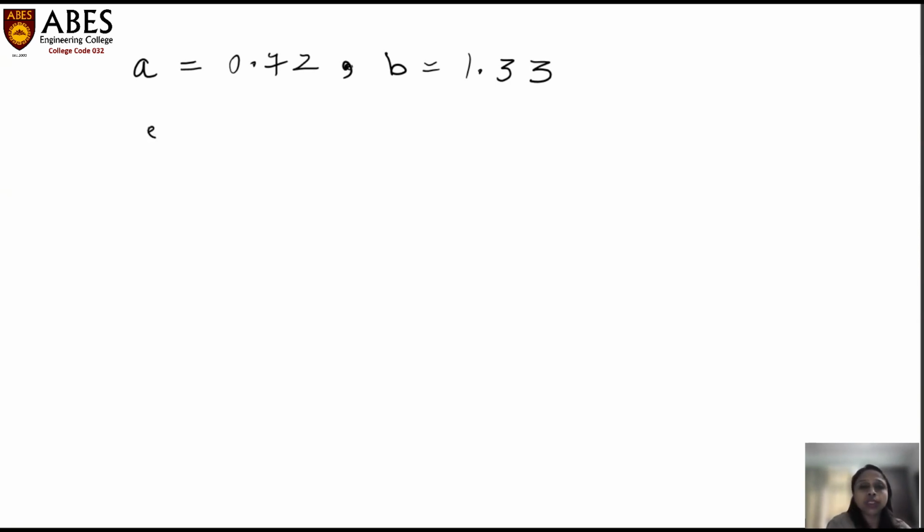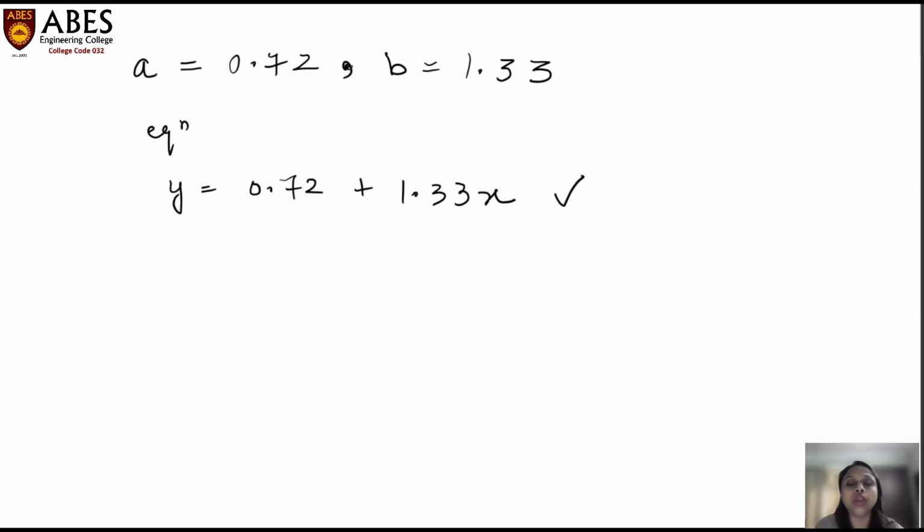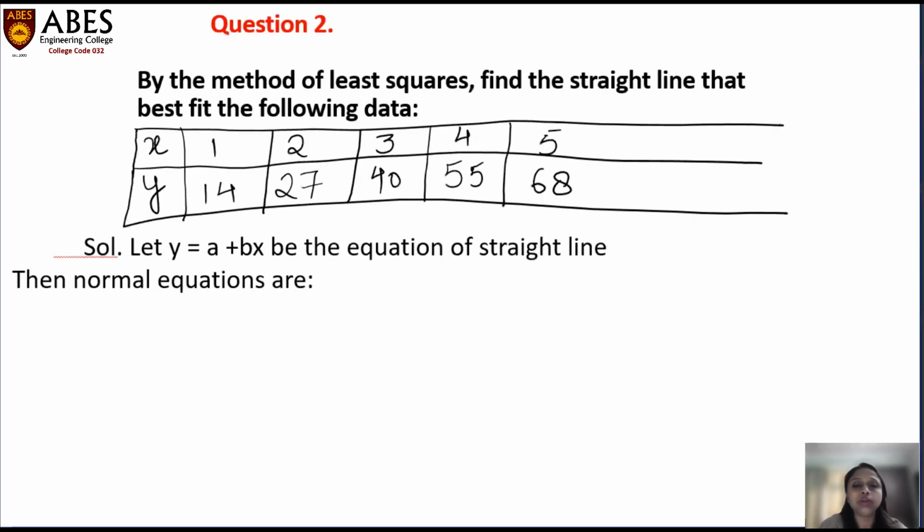Now, the equation of the straight line required to fit the data will be given by y equal to 0.72 plus 1.33x. This is my best approximation to the given data. Like this, we can find the best approximations to the given data. Further, we have another question for fitting a straight line to the following data, where x and y are given by this. X is 1, 2, 3, 4, 5, and y is 14, 27, 40, 55, and 68.